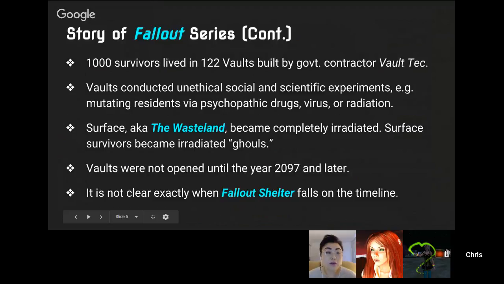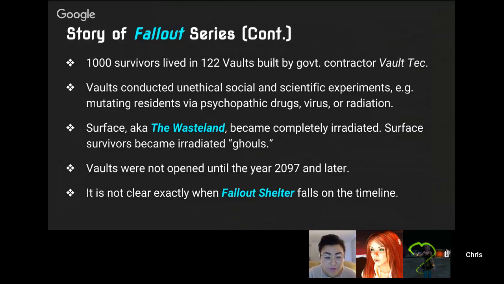Okay, in the storyline, because I couldn't squeeze everything in there, the narrative is very, very rich. Supposedly, the United States did an estimation and decided that they needed to build 400,000 vaults in order to save all its citizens. But they contracted this company, Vault-Tec, to build the vaults, and they ended up only building 122 vaults. So only 1,000 people survived, living in the 122 vaults.